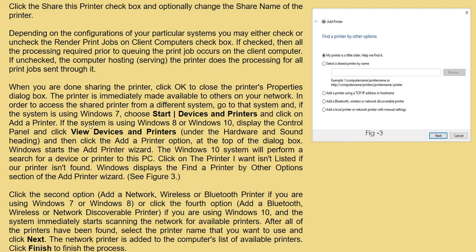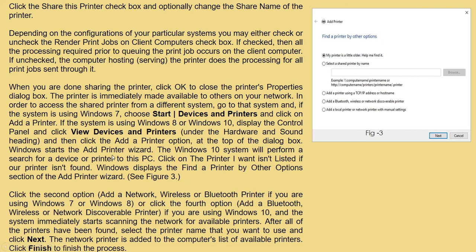So here it asks you to go to that system, and if the system is using Windows 7, choose the Start option, go for Devices and Printers and click on the Add a printer option. When you click, you will get this menu, the Add Printer dialog box is displayed. If the system is using Windows 8 or 10, display the Control Panel and click on View devices and printers, under the Hardware and Sound heading, and then click Add a printer at the top of the dialog box.